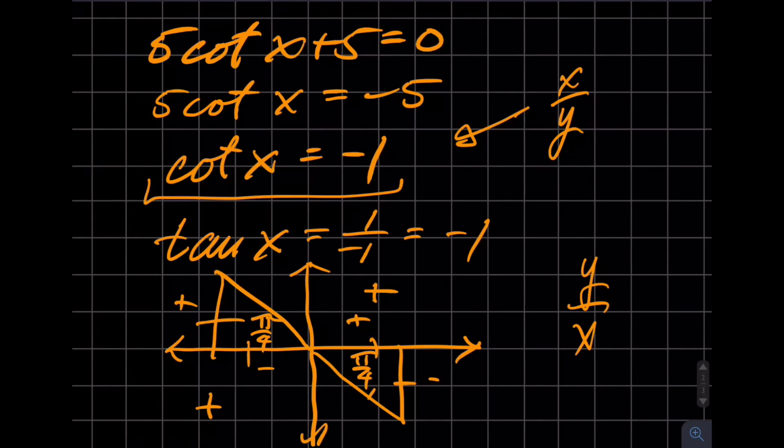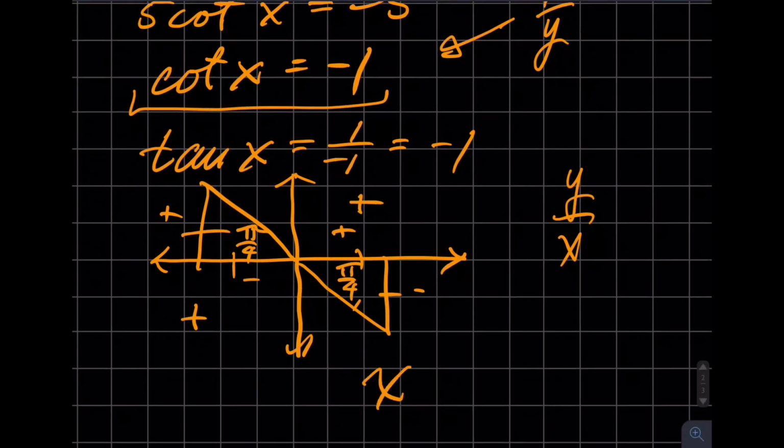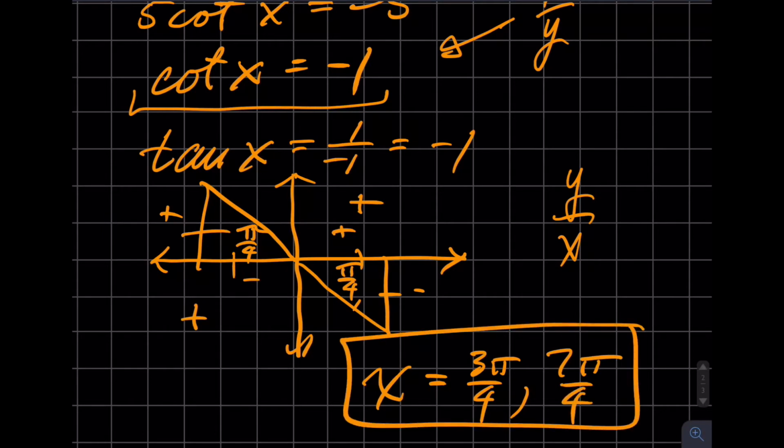And so my two possible answers for this are x equals 3 pi over 4, which is the one in the second quadrant, and 7 pi over 4 in the fourth quadrant. All right, so those are my two angles that will result in a tangent, or even for that matter, cotangent of -1.